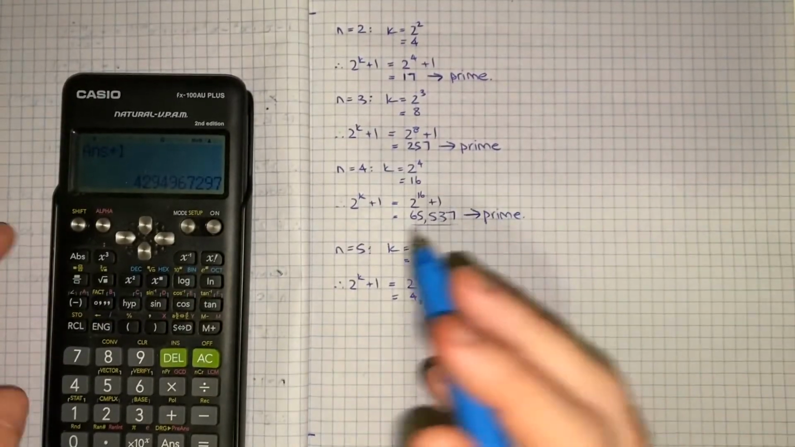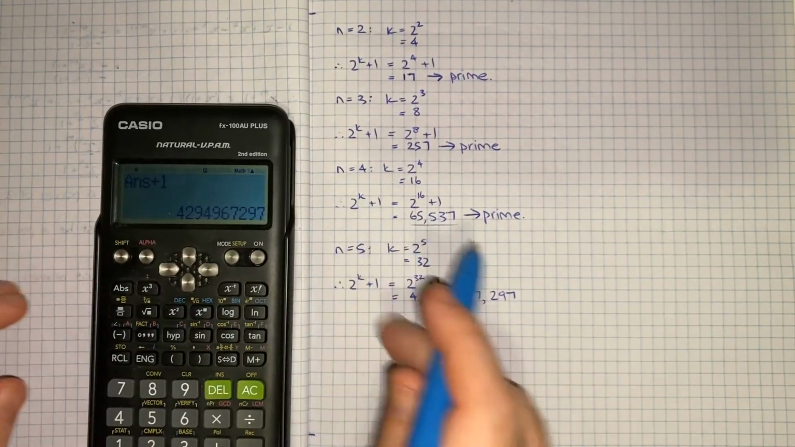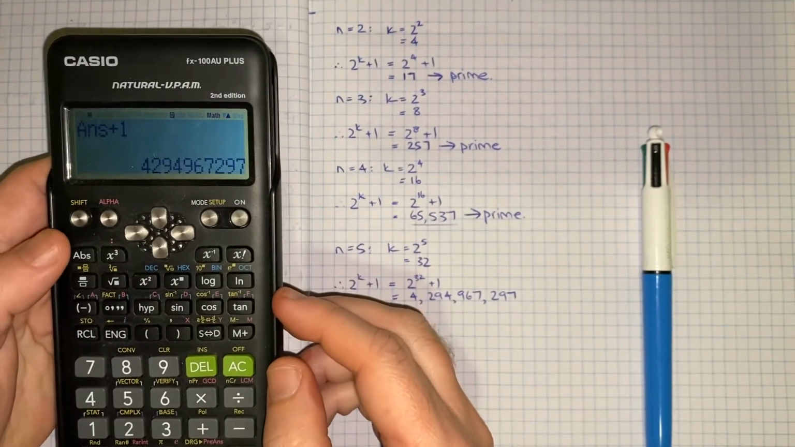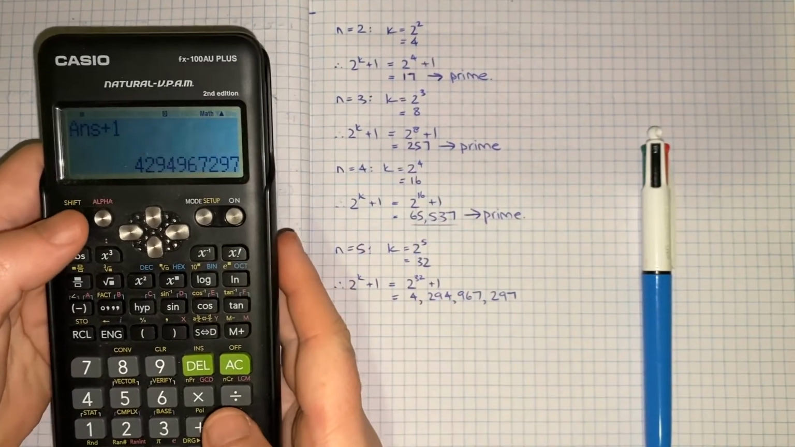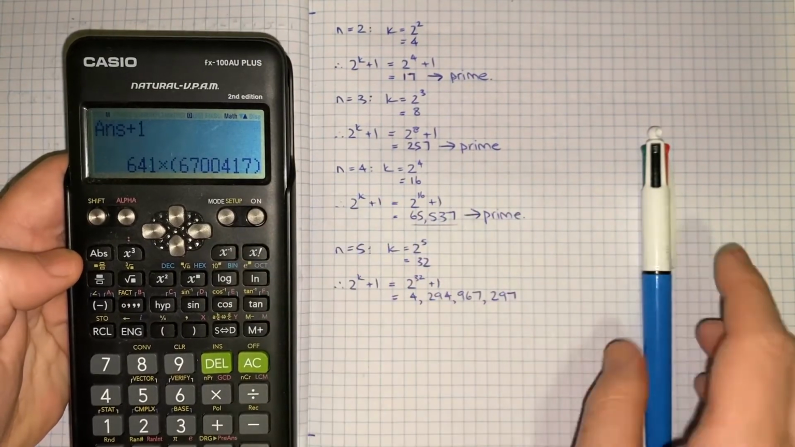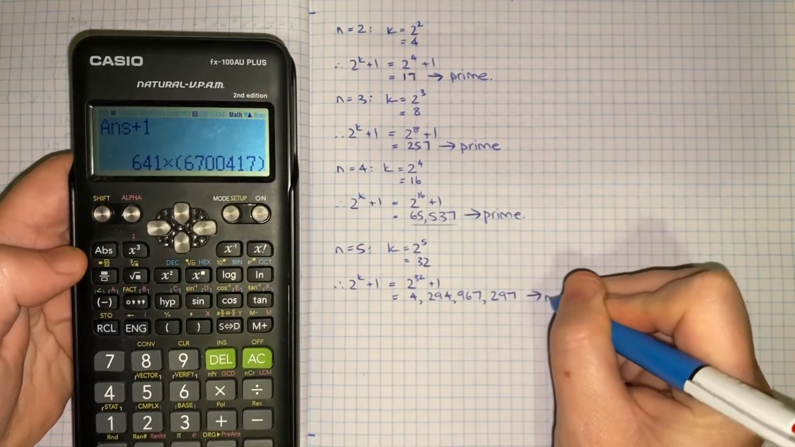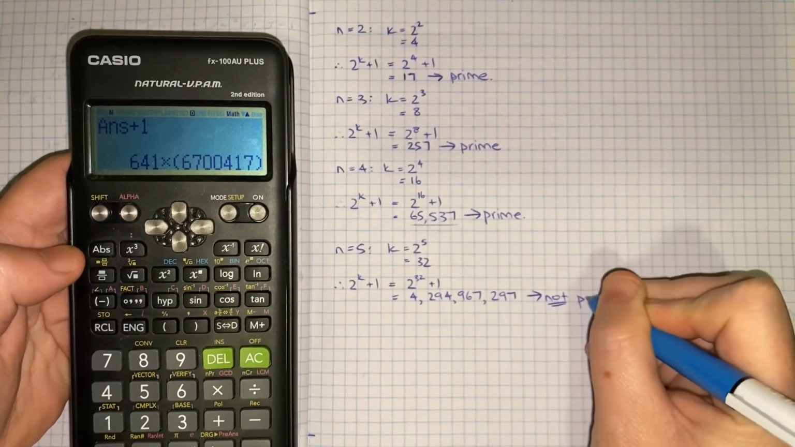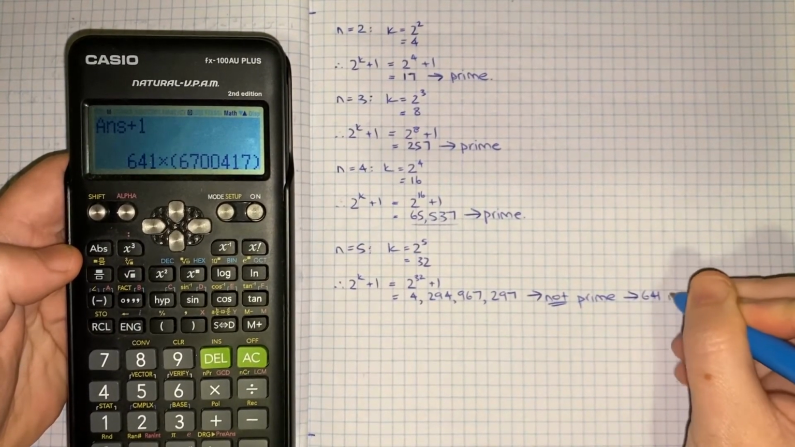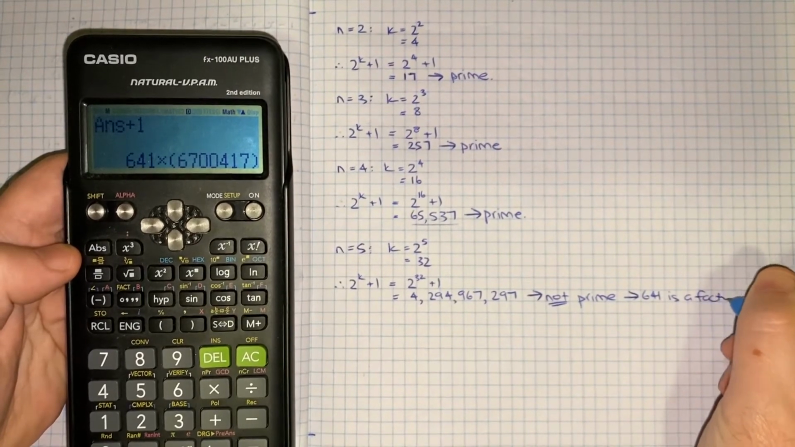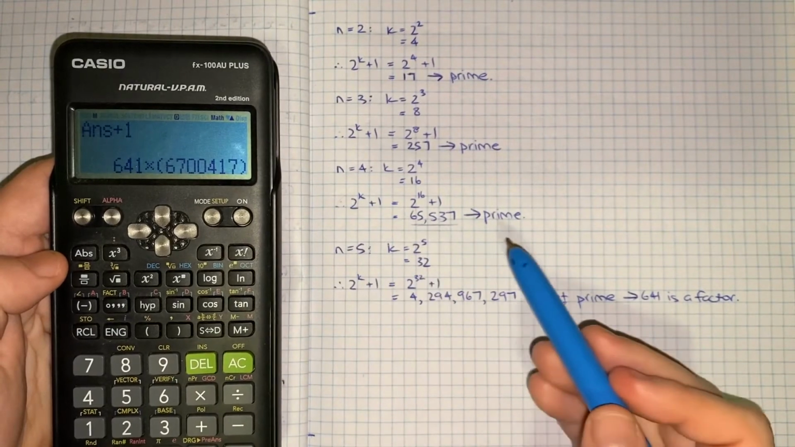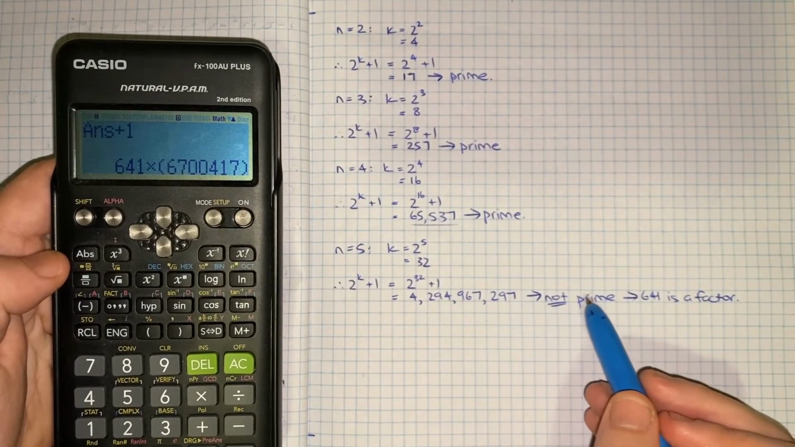So again, without a calculator, it's going to take a lot of mental brain power to work out if this is prime. But I'm just going to use my calculator. And here we see the calculator has worked out this is not prime because 641 is a factor. And so here we have our first example where we've got a Fermat number that is not a Fermat prime.